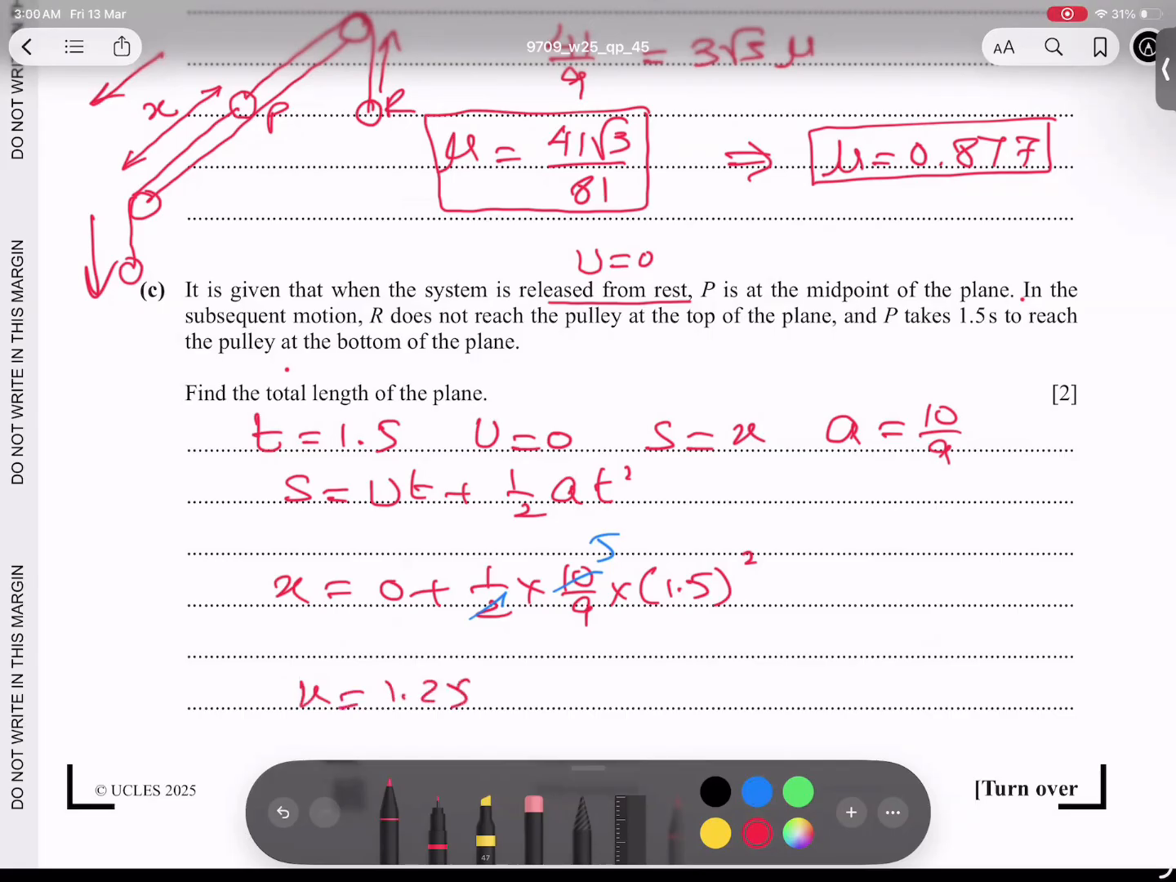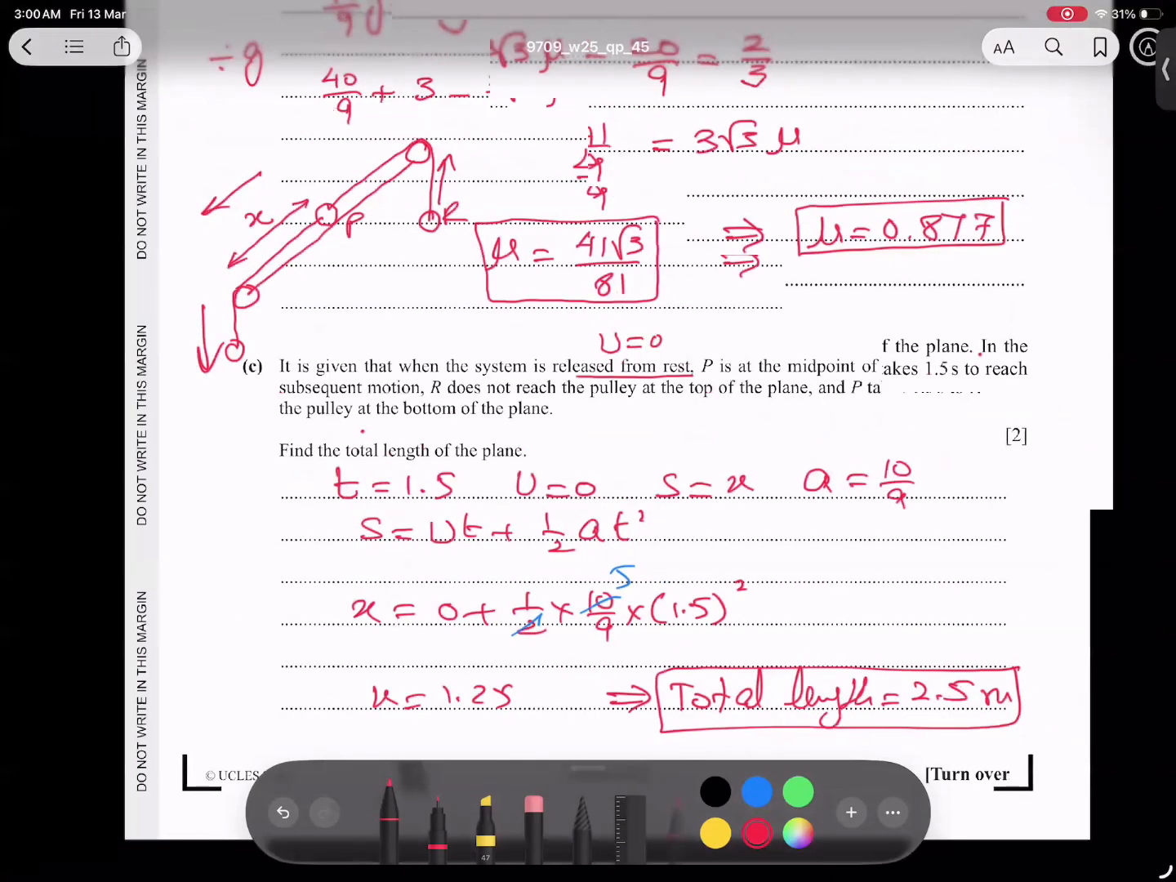1.25, but you know this x has to be multiplied by 2, because he is asking for the total length. So the total length of the plane is x times 2. When I multiply by 2, I got 2.5 meters. Okay, so I hope the concept of the question is completely clear.